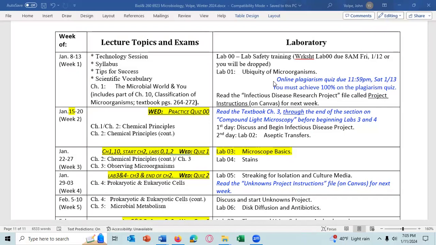Now, if you take the online plagiarism quiz and you don't get 100%, you may take it again. Rarely have I had a student have to take the quiz more than twice. Usually 2 times will be enough. In fact, most students get it right 100% the first time.